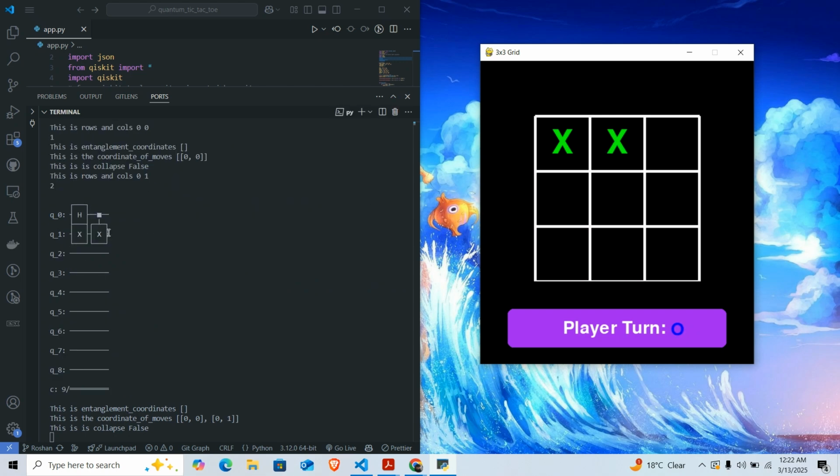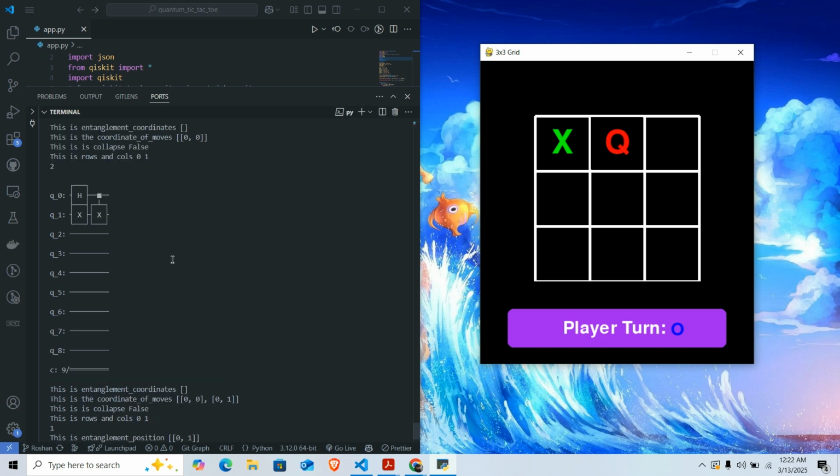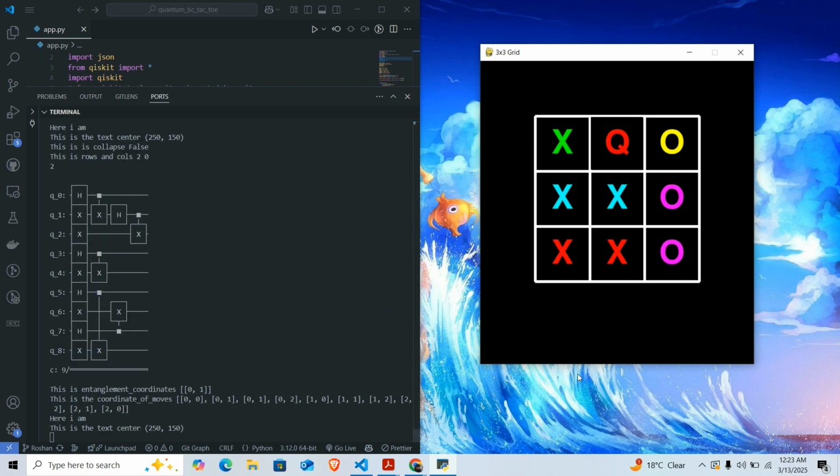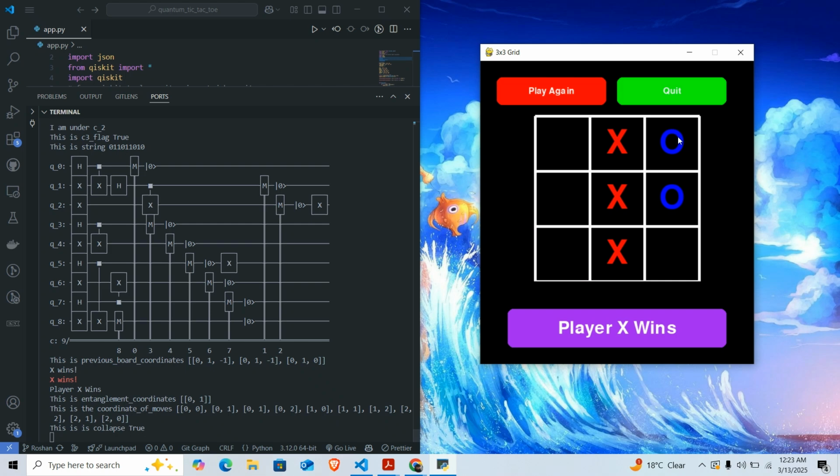This is the position up until now, but if I select O here, and O here, this 0 and 1 was in superposition, but now the 1 and 2 are in an entanglement state here. So this is the circuit for entanglement. Okay, let's just randomly play. After collapsing, oh, X wins.